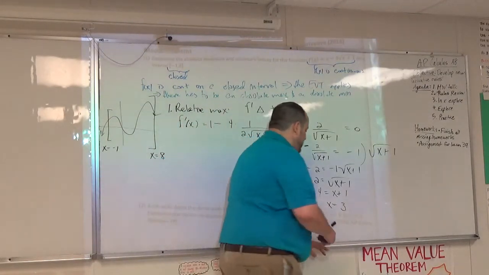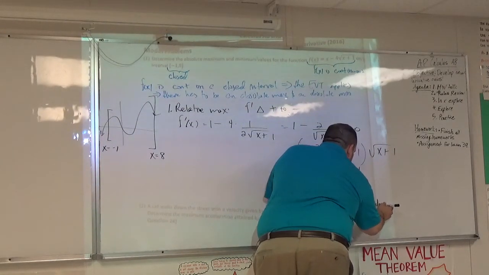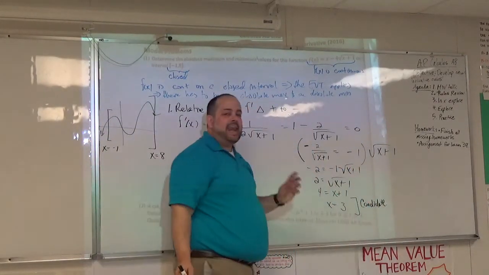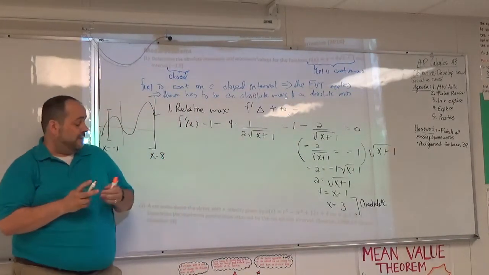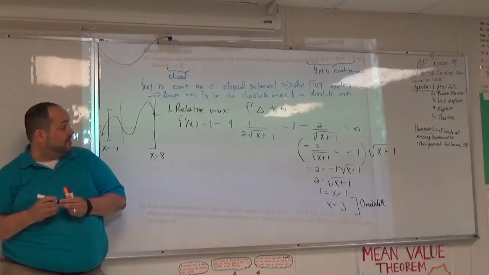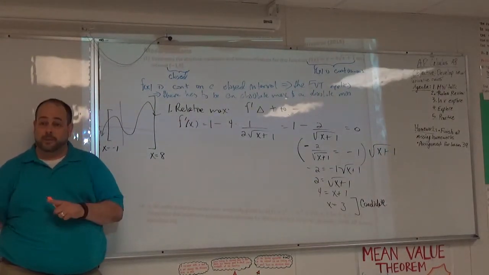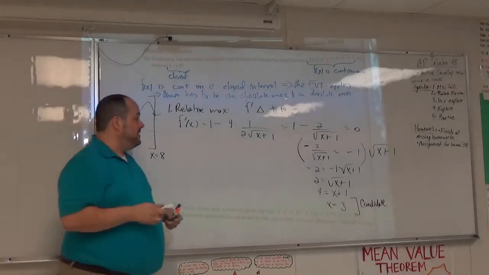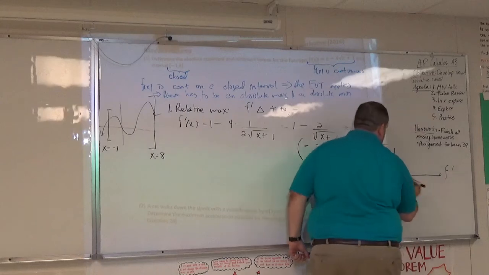This guy here is what I'm going to call my candidate. This is where I might have an absolute maximum. But I want to be really careful though. We don't know right now if this is a relative max or a relative minimum. If you want to figure that out, it's been a while, you're going to need to do a number line test.